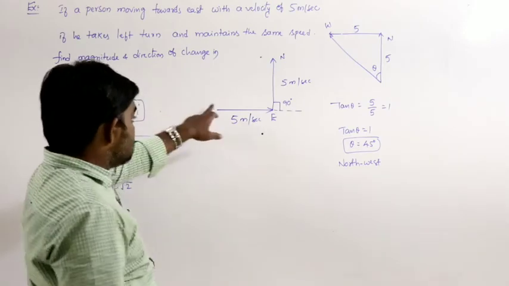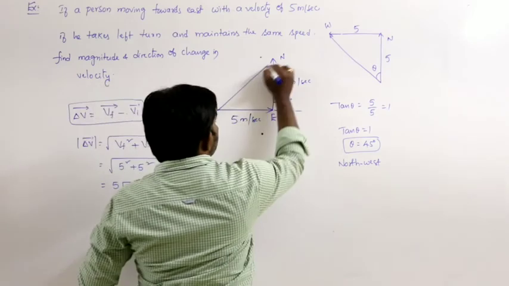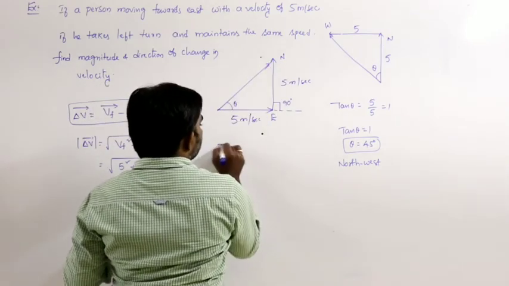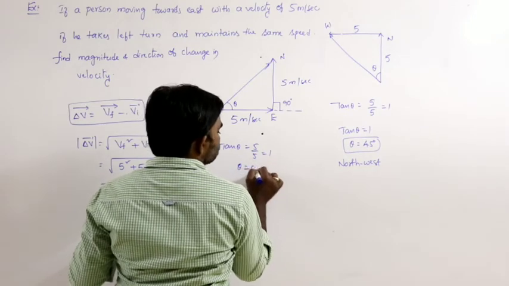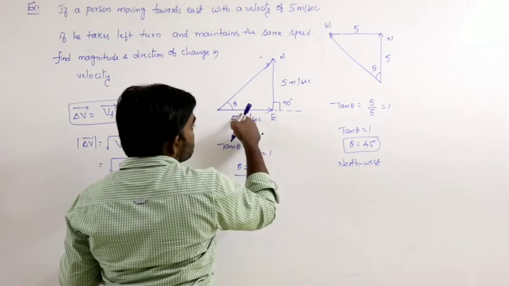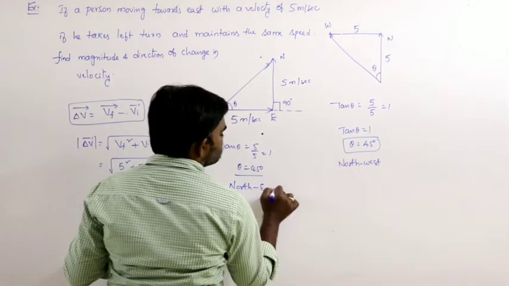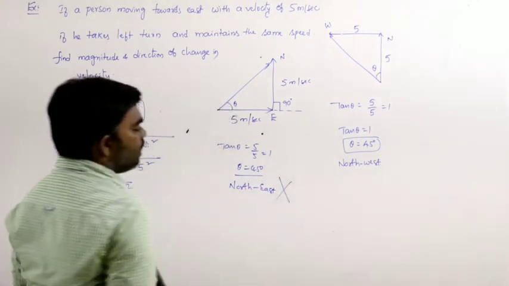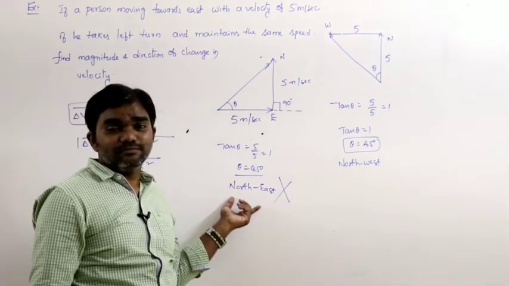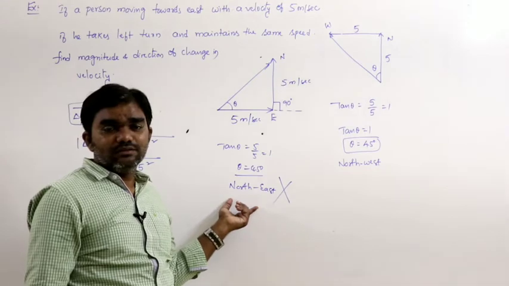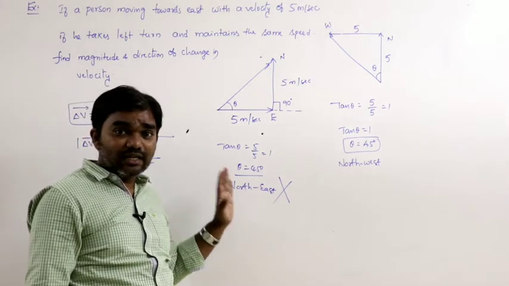So this is compulsory. Of course, by using the initial conditions, what is the direction? If it is theta, tan theta is equal to 5 by 5, that is equal to 1. Theta equals 45. This is east, this is north. The direction is northeast. But this is absolutely wrong. In your questions, this will be the first option. But it is wrong.